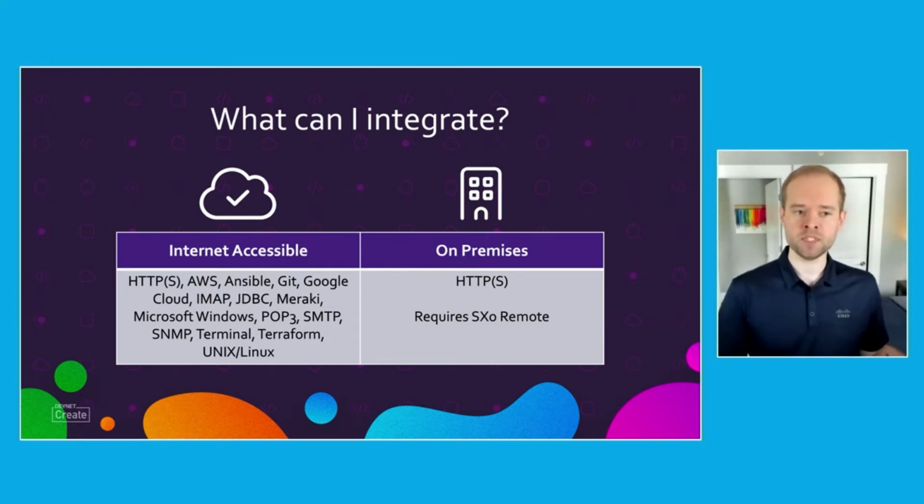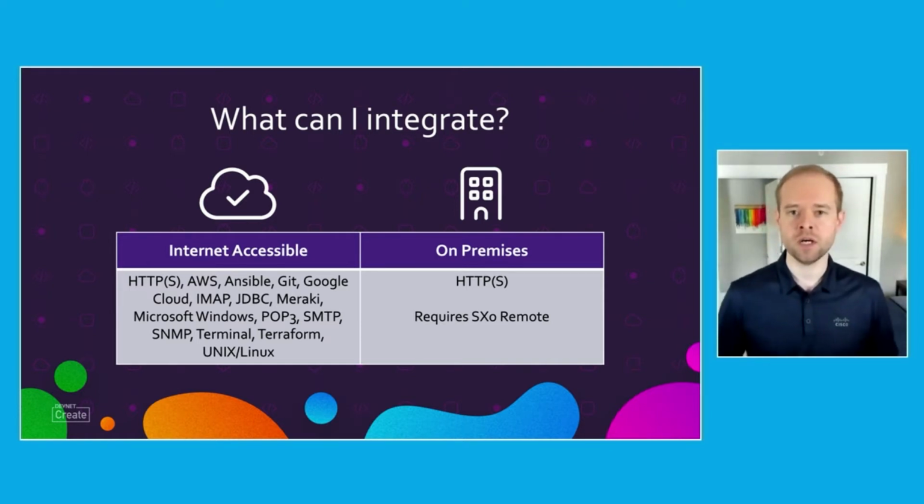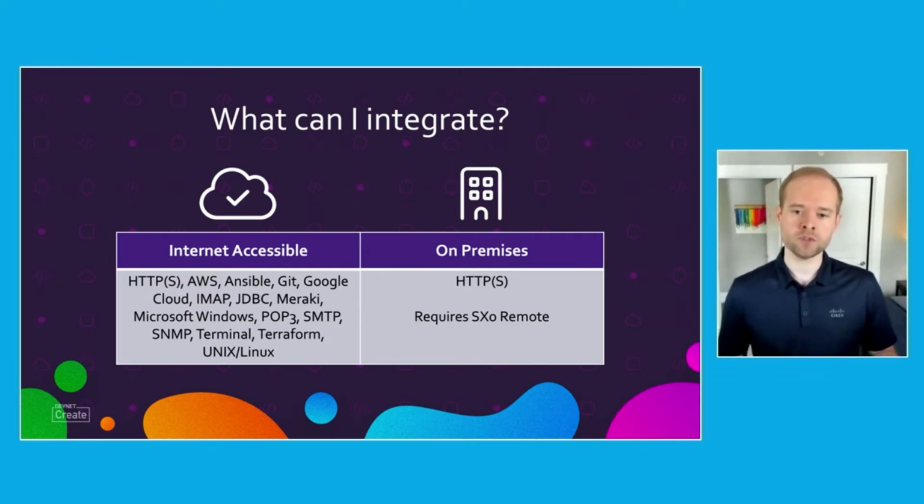Now, if you have on-premises resources that you want to integrate, so things behind your firewall, things that are not accessible from the internet, you do have to deploy a SecureX orchestration remote. This is a small virtual appliance. You can deploy it behind your firewall in your ESXi deployment, and it allows you to broker requests from the cloud to your on-premises resources.